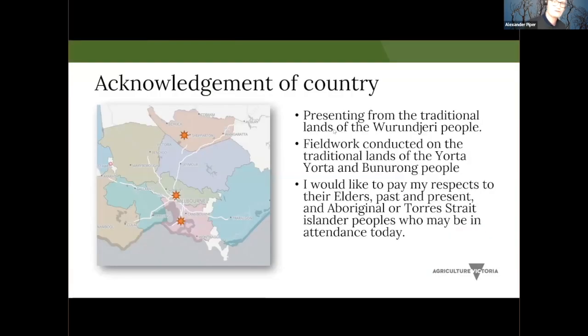So first off, I want to acknowledge that I'm presenting from the traditional lands of the Wurundjeri people, and the fieldwork for this project was conducted in the lands of the Yorta Yorta and Bunurong people. I'd like to pay my respects to elders past and present, and any Aboriginal or Torres Strait Islander people who might be in attendance today.